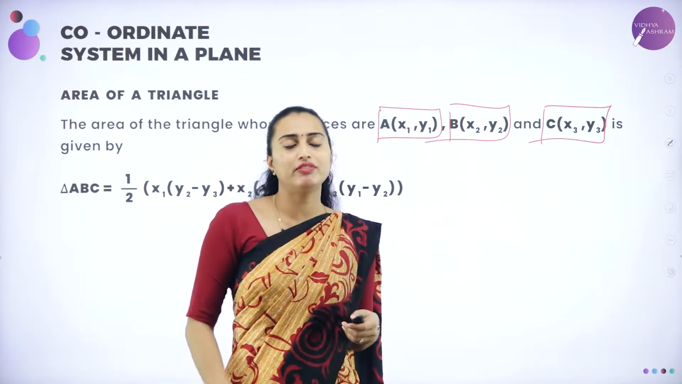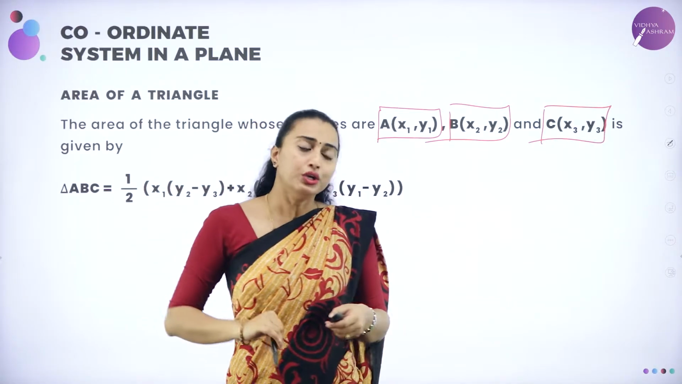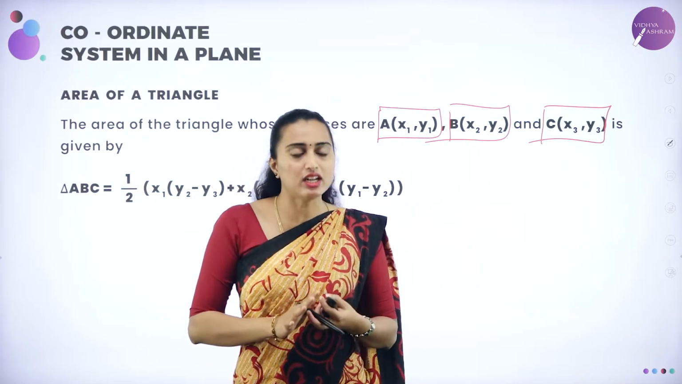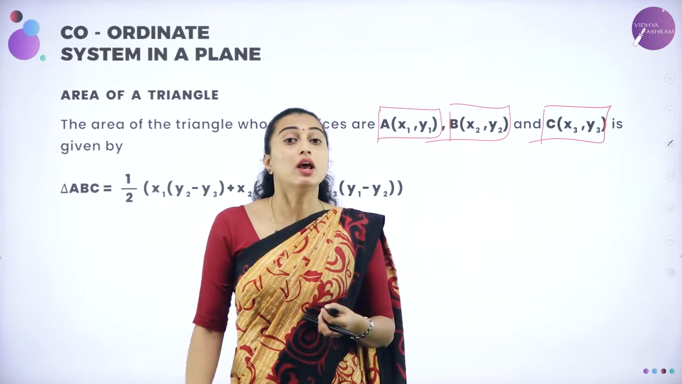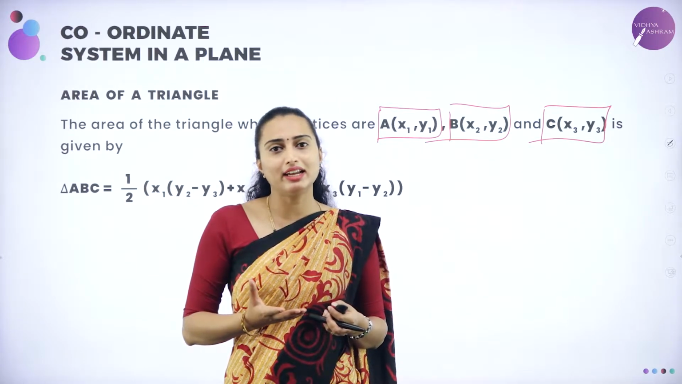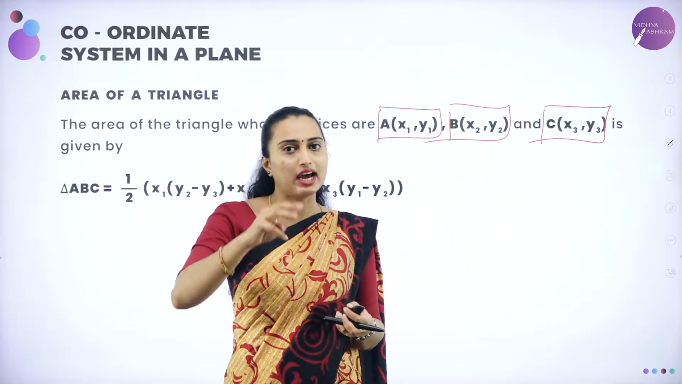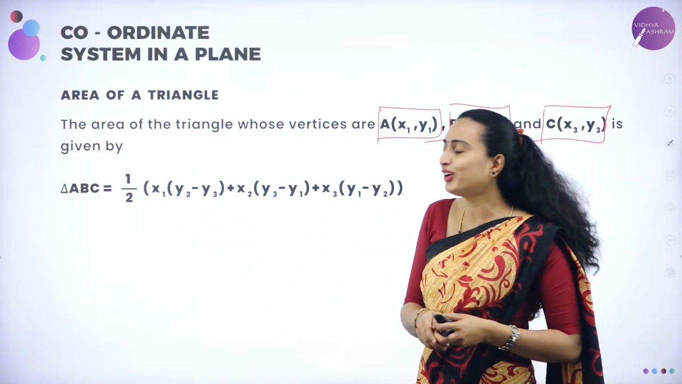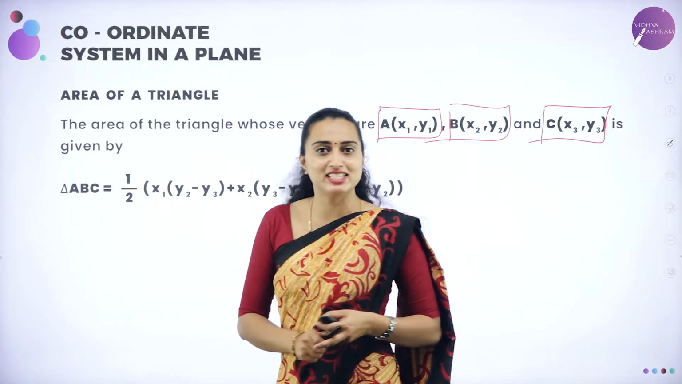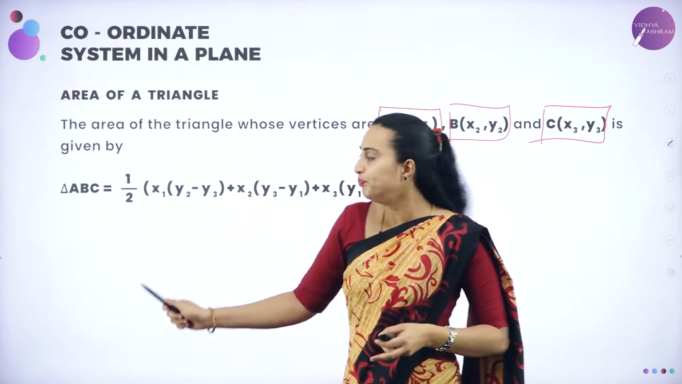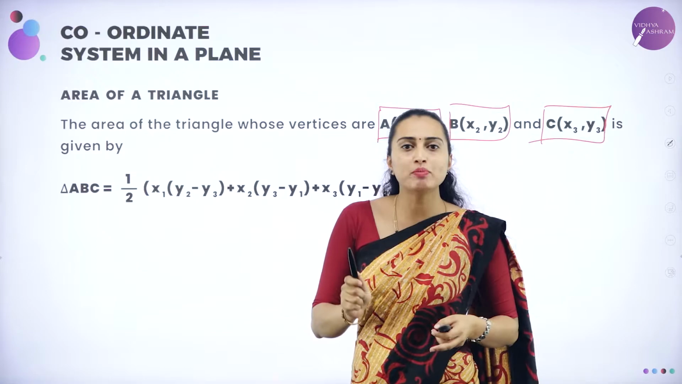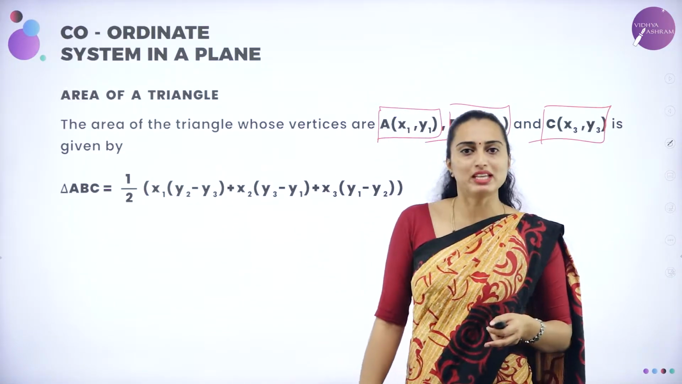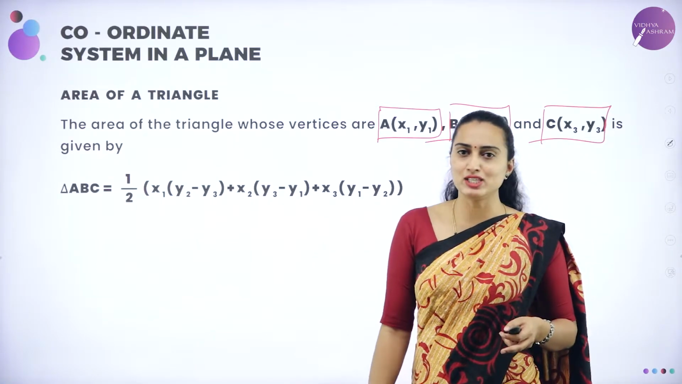Then what is the area of the triangle when the 3 points are given? You know already the area of a triangle is nothing but half into base into height, isn't it? When the base and the height are given. But when they ask you to calculate the area of a triangle when the 3 points are provided, how are you going to calculate? This is the formula you are going to have, dear students. What is the formula? Area of a triangle is given by half into x1 into y2 minus y3 plus x2 into y3 minus y1 plus x3 into y1 minus y2.